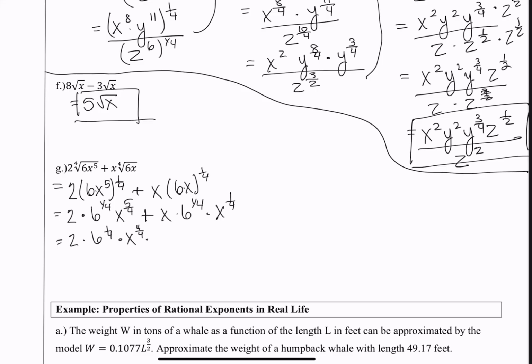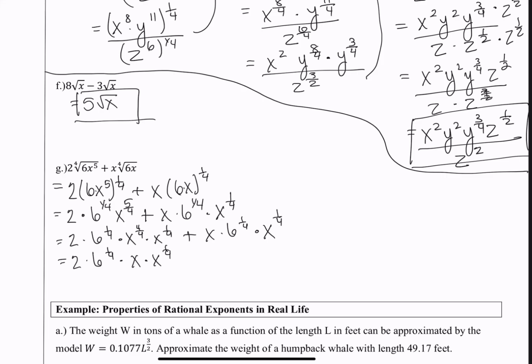Which leaves me with an x to the 1/4 power, plus I got an x to the 6/1/4. I don't see anything changing in the second term, not yet anyways. Let me go ahead and simplify my first term. So I've got 2 times 6 to the 1/4 times x to the 1/4.